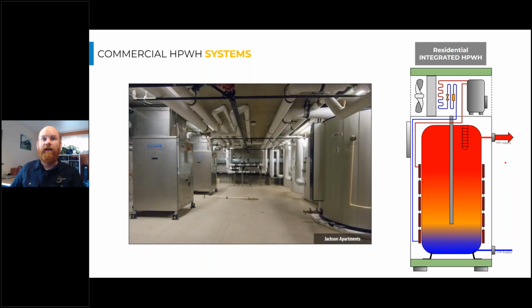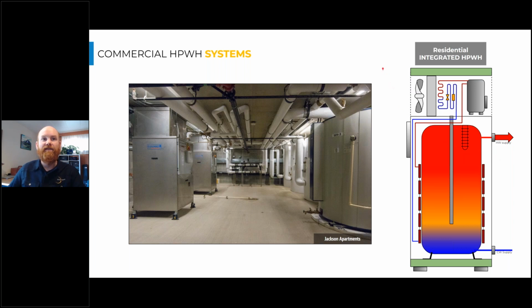Now let's look at this residential product and compare it to our larger built-up commercial systems. So we have a picture of Jackson Apartments on the left-hand side of the screen now. Jackson Apartments is close to 500 residential units in a multifamily building, 7 stories tall, but it's split into an east and a west wing. And so right now we're looking at the east wing system at Jackson Apartments.